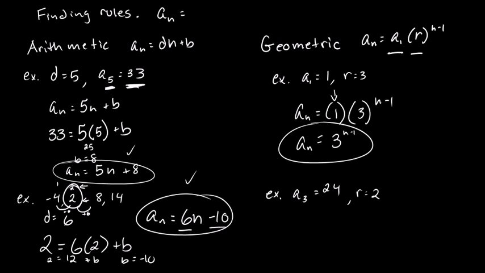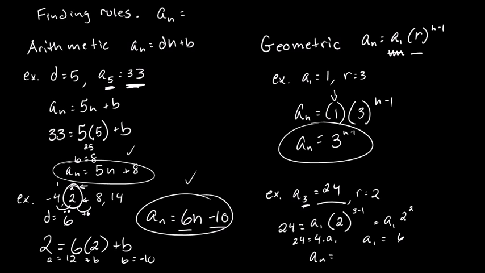So the only thing I don't have here is a sub 1, so I'm going to plug in everything else. My output is 24, and I need to find a sub 1. My r is 2, and my input, in order to get out 24, was 3 minus 1. So 3 replaces your n. That means I get a sub 1 times 2 to the 3 minus 1, which is 2 squared, so that's 4. So 24 equals 4 times a sub 1. So a sub 1 equals, if I divide each side by 4, 6.